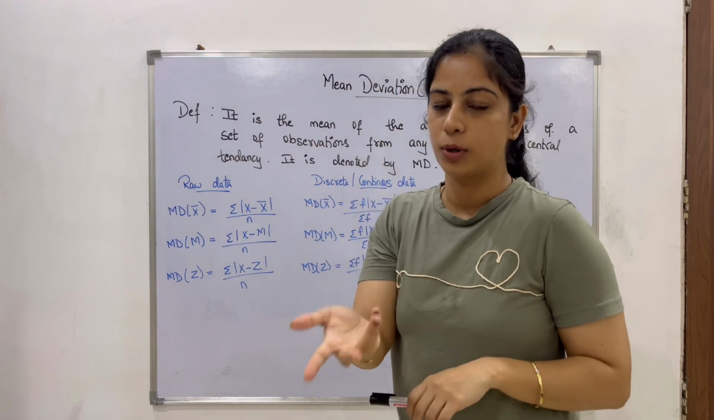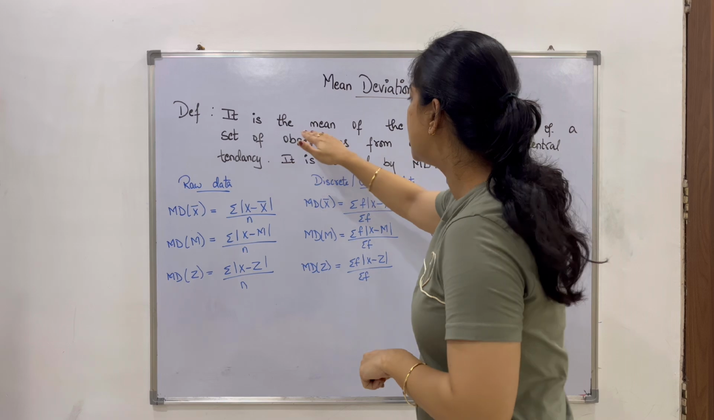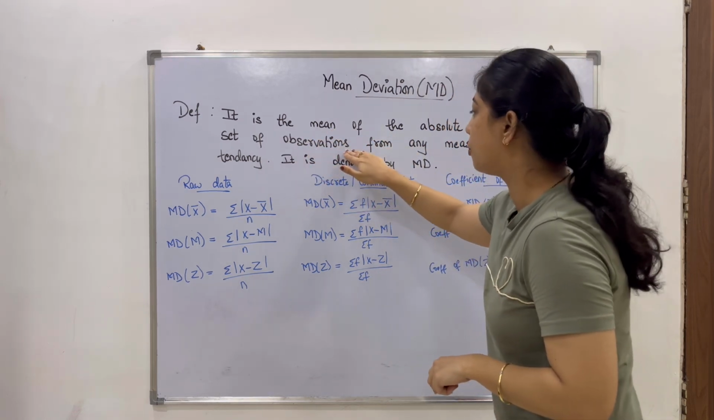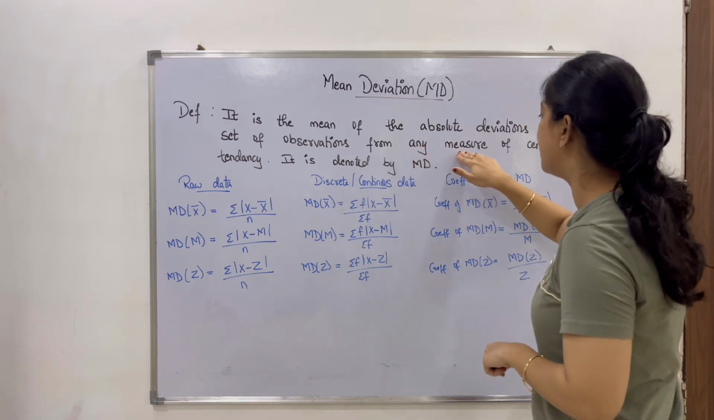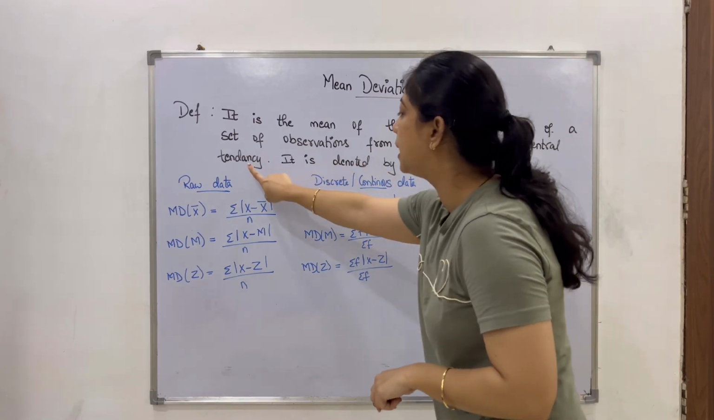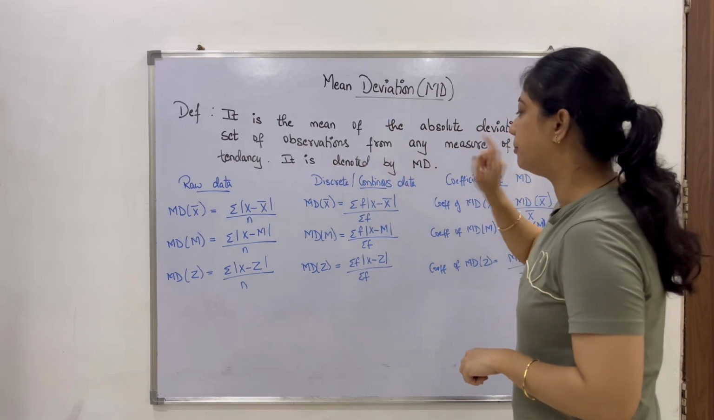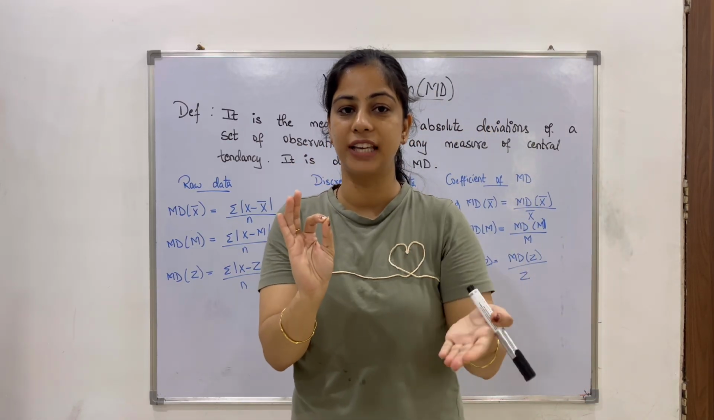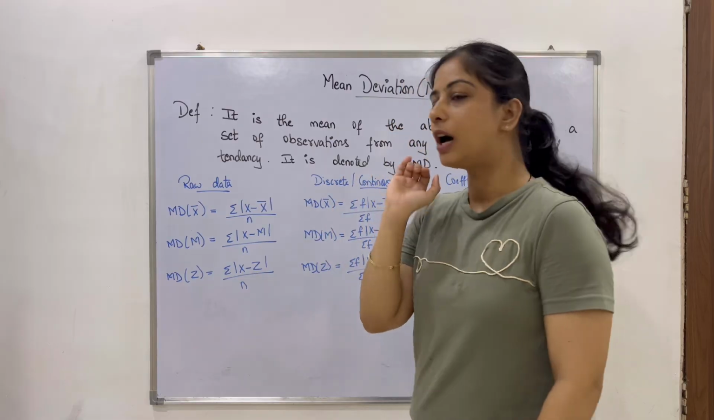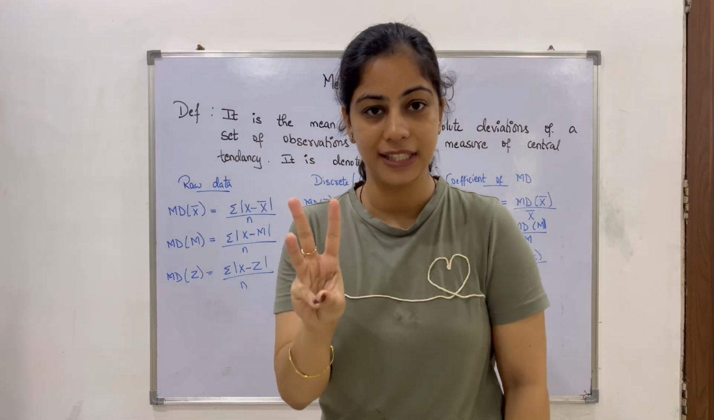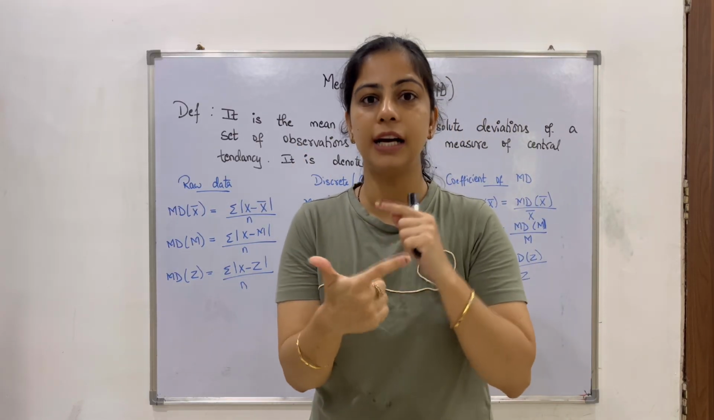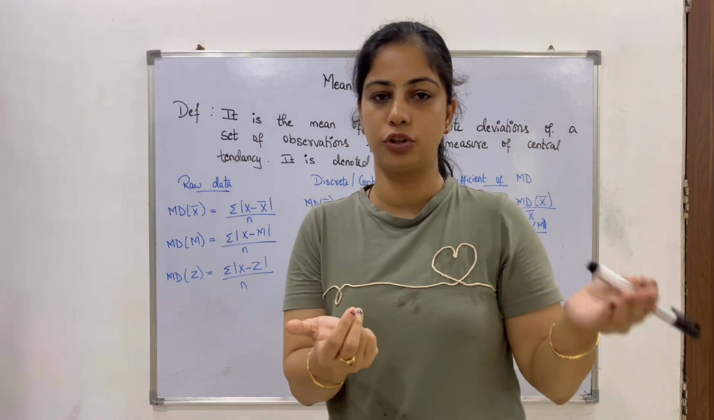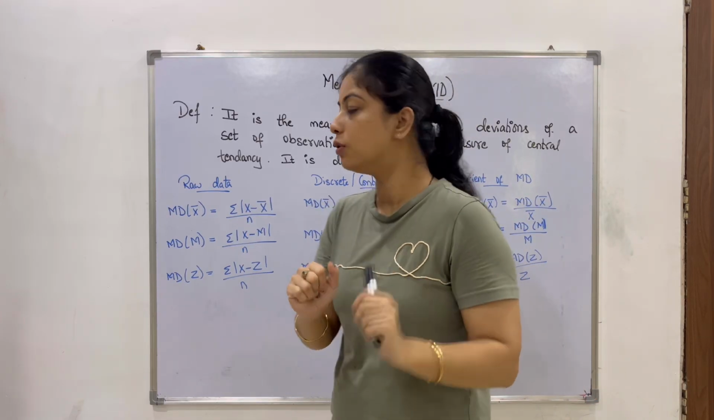First, let us understand what is mean deviation. It is the mean of the absolute deviations of a set of observations from any measure of central tendency. It is denoted by MD. So, let us see what they have defined and what they have given us in the formula. Again, we will have the formula for three sets of data: raw data, discrete data and continuous data, and then we will see the coefficient of mean deviation also.